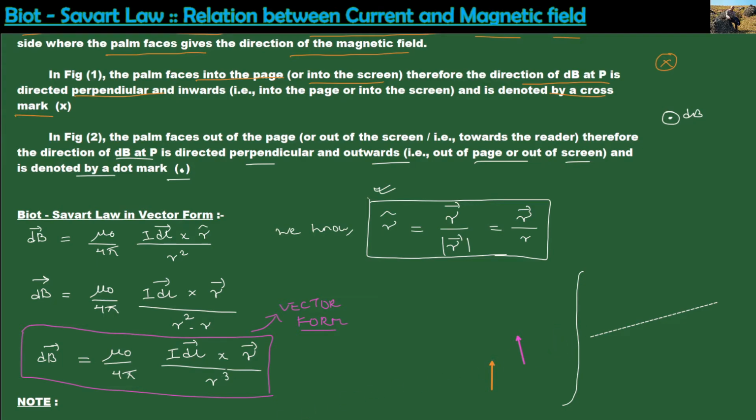From here, this is your figure. The current I is moving in the upward direction, and from here I will consider any element dl, which means this is our current element I dl. In this case, I have to represent this by a vector. But before we represent that, let us take any point P.